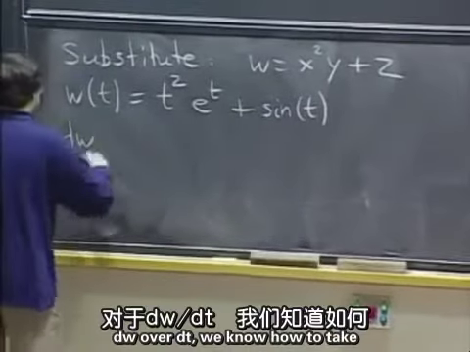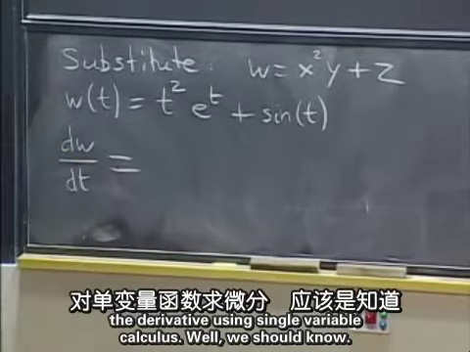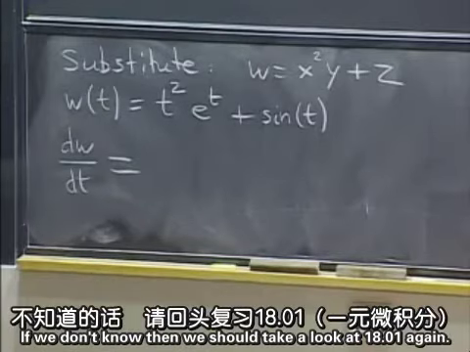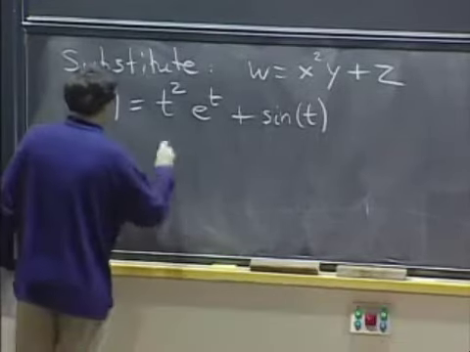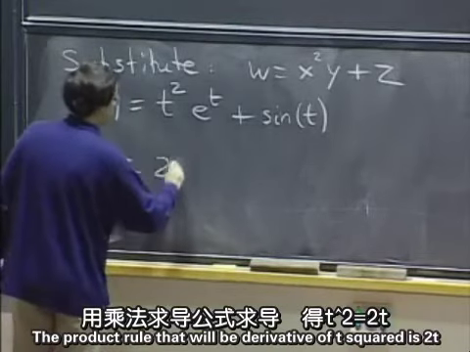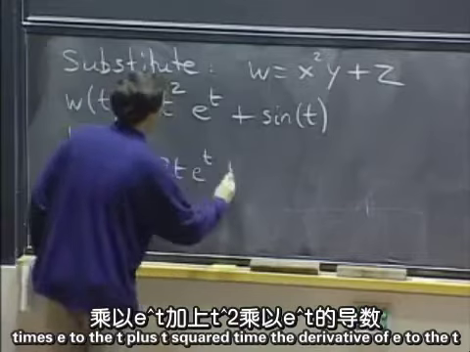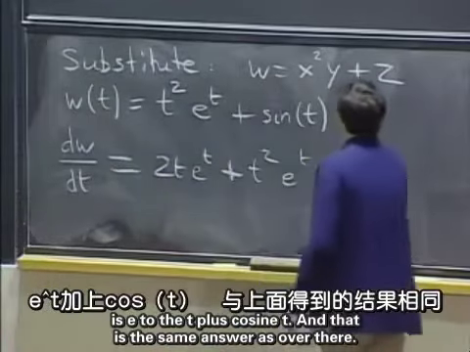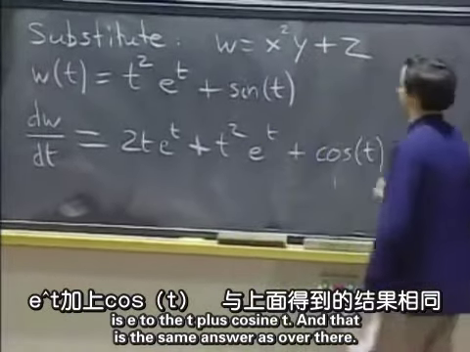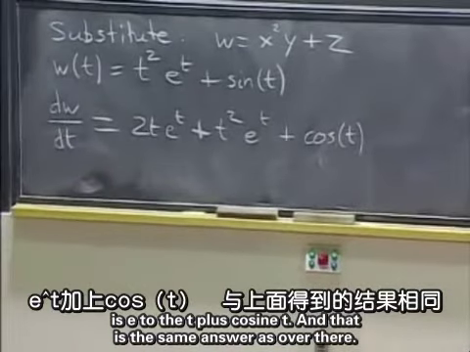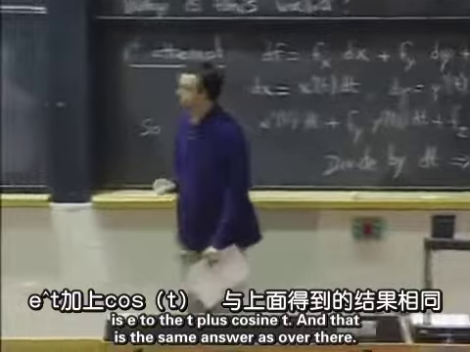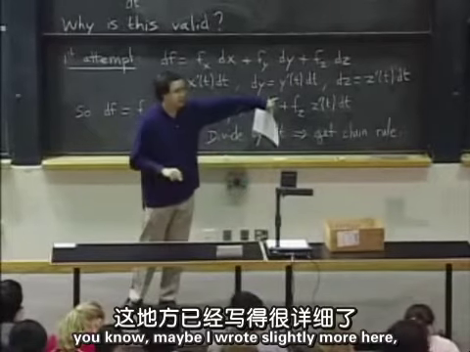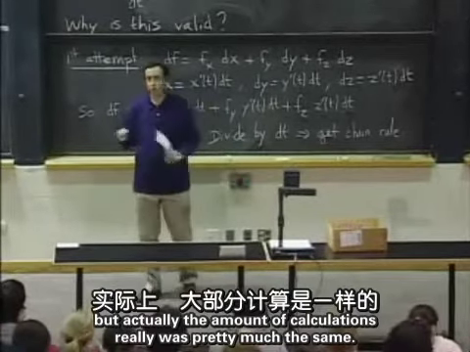So dw dt, we know how to take the derivative using single variable calculus. Well, we should know. If we don't know, then we should take a look at 1801 again. By the product rule, that will be the derivative of t squared, 2t, times e to the t, plus t squared times the derivative of e to the t, which is e to the t, plus cosine t. Okay? And that's the same answer as over there. I maybe wrote slightly more here, but actually the amount of calculations was pretty much the same.